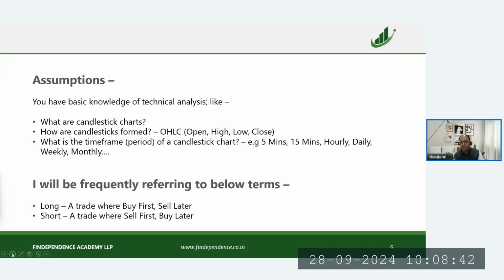I'll also be frequently using these two terms that are listed on your screen: long and short. A long is a trade where you buy first and sell later. A short is a trade where you sell first and buy later. These are the assumptions. I am assuming that you are aware of these basic terms.